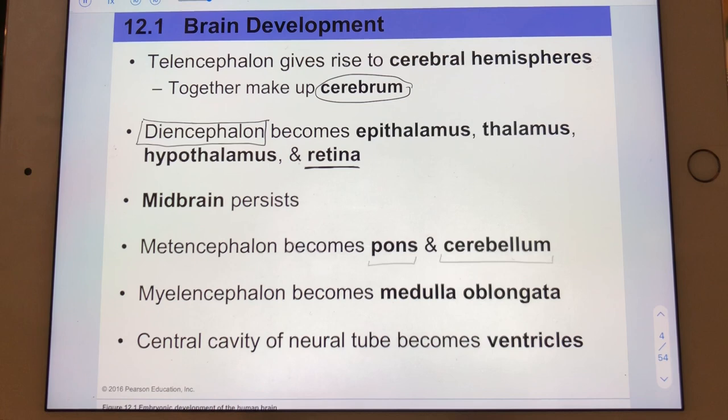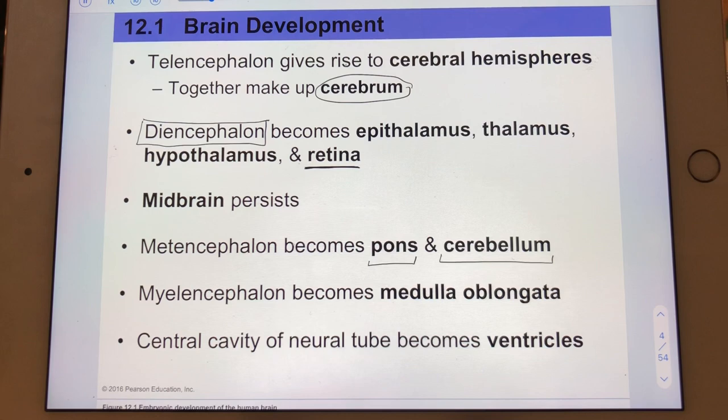Midbrain gives rise to midbrain. No change there except for a little bit of growth, okay? We don't have to change the name. Yay. The metencephalon will differentiate into the two regions, pons, which is part of your brain stem, and cerebellum. Telencephalon gives rise to cerebrum. Metencephalon gives rise to cerebellum. Don't get those confused. Another portion of our brain stem is the medulla or medulla oblongata, and that derives from the myelencephalon. Myelencephalon. Okay, next slide, please.